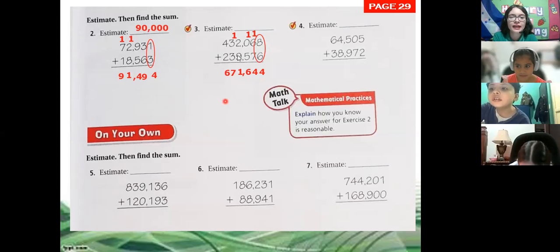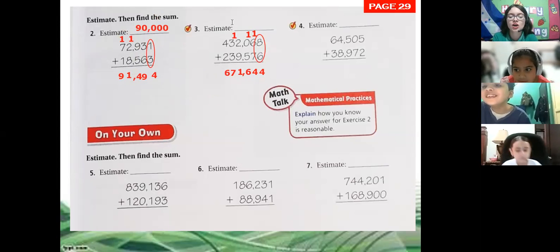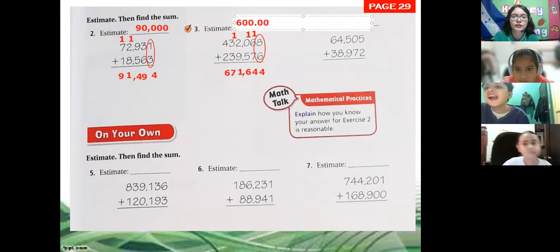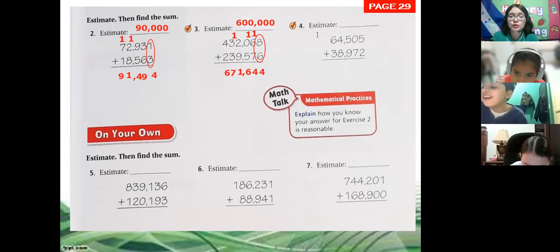Now, let's see here. On the estimate, if you can notice in the first one, we write 90,000. We were close, right? 91,000 is close to 90. In estimate, okay, easy. The estimate was 600. I forgot to write 600. We were close to 600. It's easy. Yes, we're going to continue working.